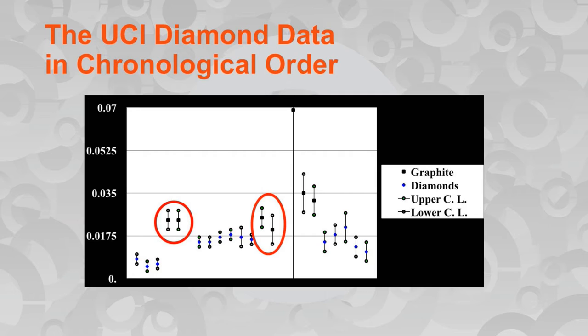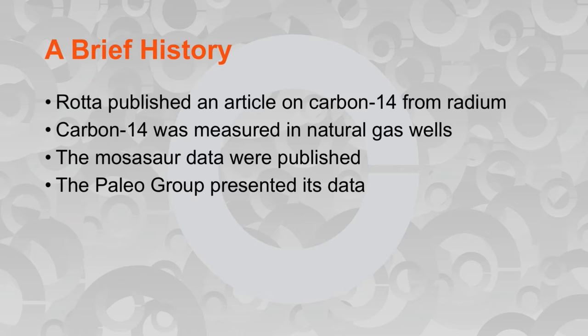Now, they did another diamond, and that one is still up around the second one. And so they were never able to reproduce that first one. But the third round did have the graphite up a little higher, and so maybe the machine was having a bad day that day. After that, Rada published an article on carbon-14 from radium. Carbon-14 was measured in natural gas wells. I'm not giving you an absolutely complete list; Snelling did some more data as well, but the MOSSAR data were published, and then the Paleo group presented its data.